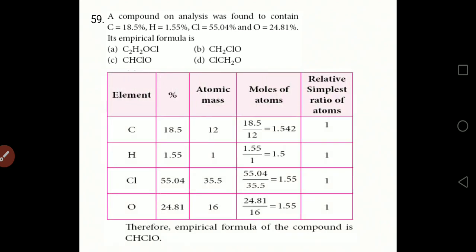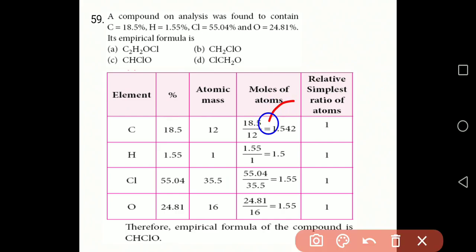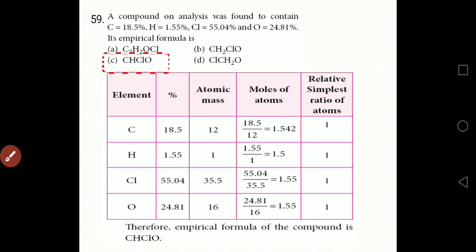59, the compound on analysis was found to contain C 18.5%, H 1.55%, Cl 55.04% and oxygen 24.8%. What is the empirical formula? For that, what you have to do, this table you have to do. So element you have taken first, then percentage, then atomic mass, divide that 18.5 by 12, 1.542, then 1.55, 1.55. So here you can see all are 1.55 only. So if you multiply with 2 also, you are going to get 3333. So simplified is 1111. So the answer for this question should be C, remember C, CHClO.